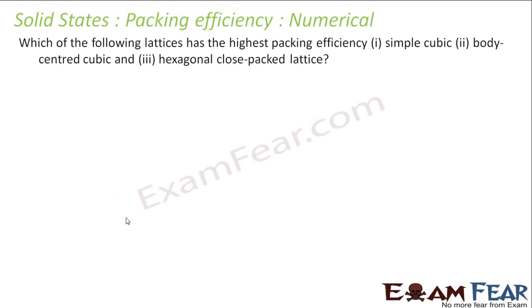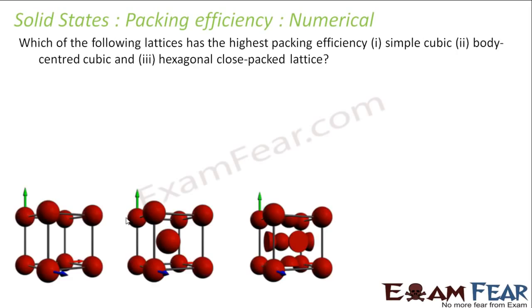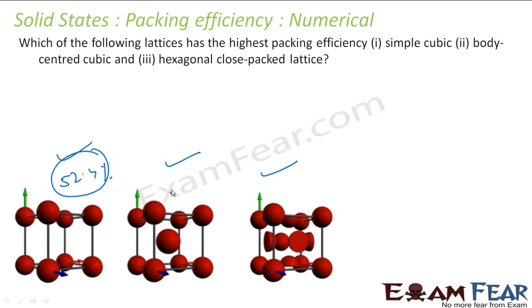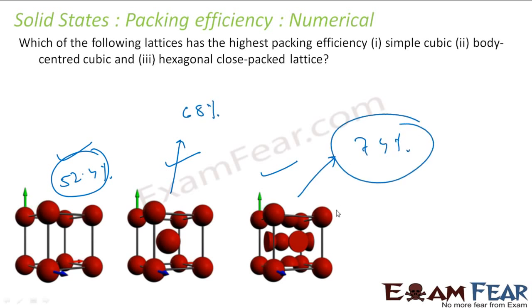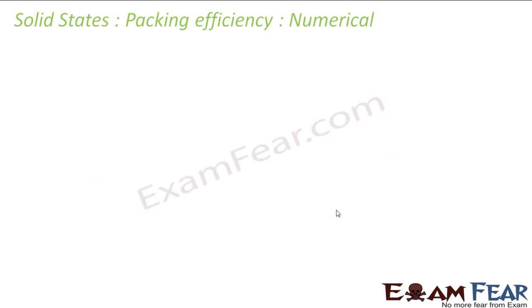Which of the following lattices has the highest packing efficiency? Simple cube, body centered, and hexagonal. So we have seen that simple cube has a packing efficiency of almost 52.4%, body centered almost 68%, we have seen this numerical, and hexagonal 74%. This is the max. Hexagonal close pack has the maximum efficiency.